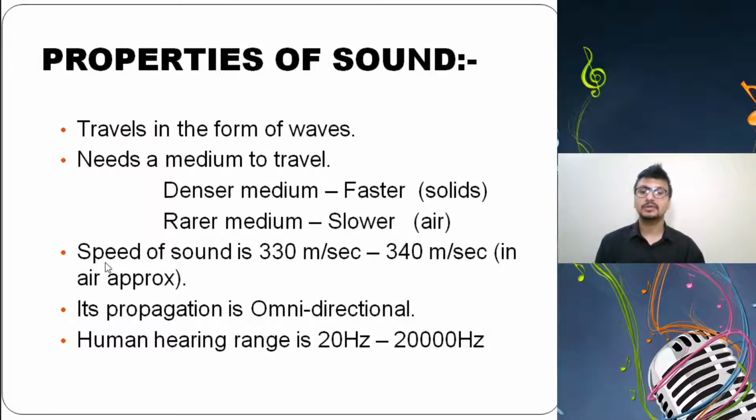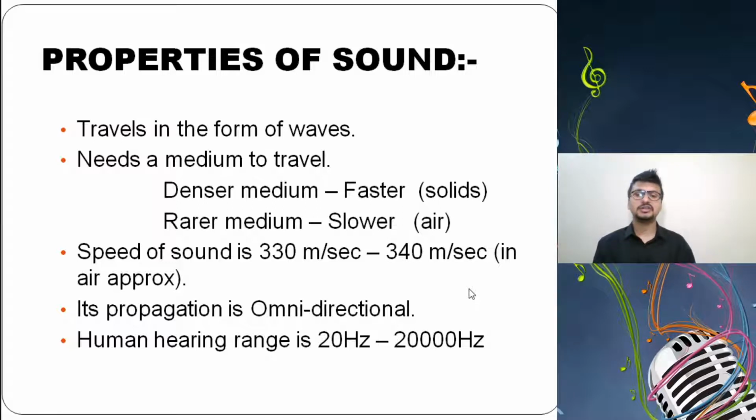Coming to the next, the speed of sound. What is the speed of sound? Speed of sound is generally measured in meters per second. The speed of sound ranges from 330 to 340 meters per second in air, approximately. But if you change the medium, such as water or gel, then the speed of sound changes. Specifically in the medium of air, it ranges from 330 to 340 meters per second.